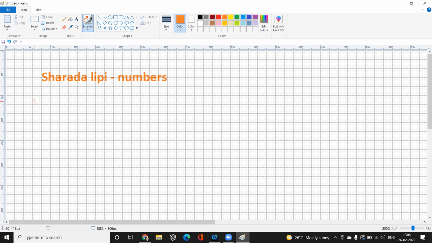I'm going to write the numbers in Roman and Devanagari, and then at the end in Sharada lipi. So first of all, let's start from 0. This is 0 in Roman. This is Devanagari. And this is Sharada. So this is just a dot. Just a simple dot. I'm going to make it again. This is 0 in Sharada lipi.